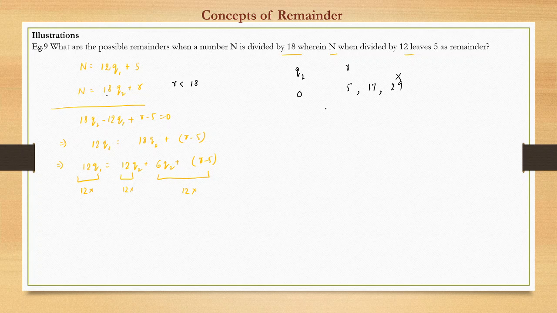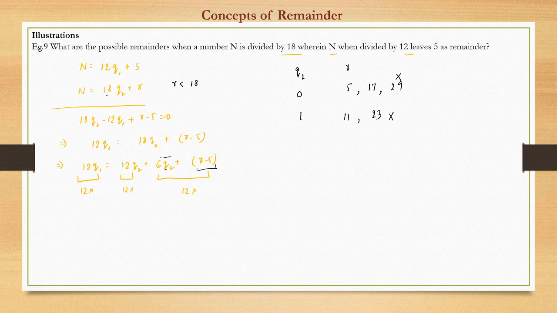29 we will ignore. Now if q2 is equal to 1, this term takes a value of 6. So r minus 5 must be 6, or 18, or 30, that way. So if r minus 5 is 6, r will be 11, or if the next is plus 12, that is 18, so it becomes 23. But again it has to be less than 18, so this will be cancelled out.